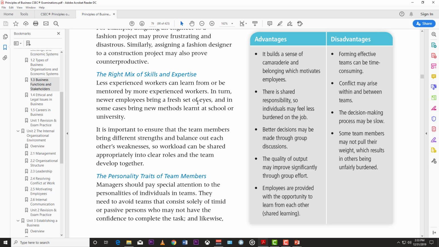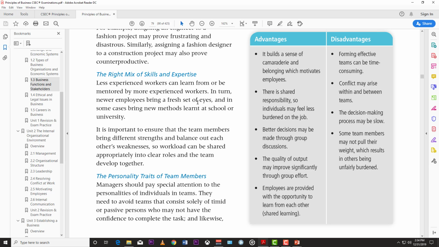And next one, better decisions may be made through group discussions. Of course, if it's just one person, you just have one point of view. But if you have a team, they have different opinions and views, and they can come together to make a better decision overall. And next advantage, the quality of output may improve significantly through group effort. Next one, employees are provided with the opportunity to learn from each other, shared learning.